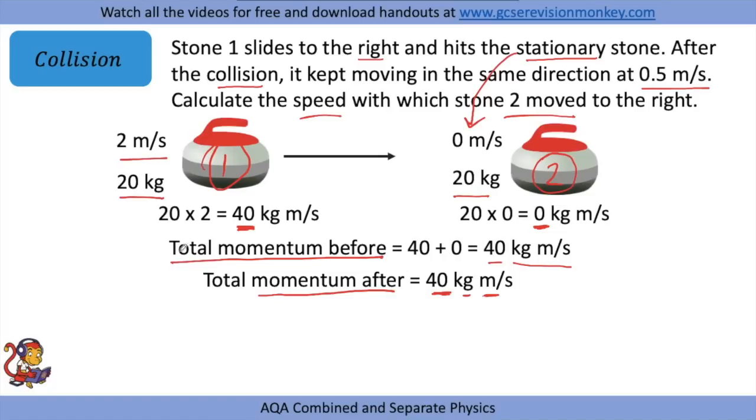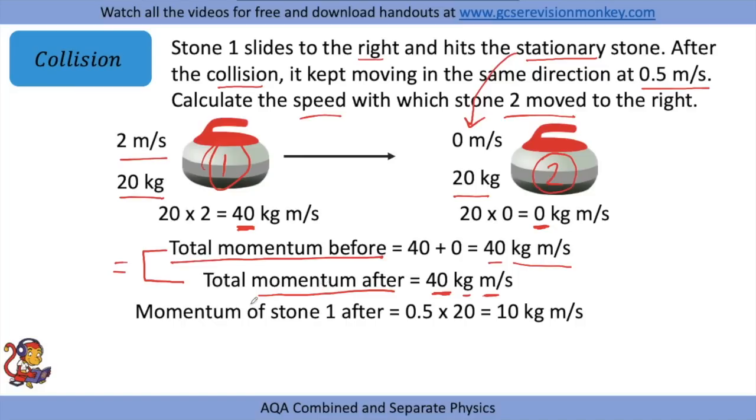That's not given to us. That's just through our knowledge of the conservation of momentum, that total momentum before is equal to total momentum after. So now we can calculate the momentum of stone 1 after, because in the question it told us that it kept moving in the same direction, but this time at 0.5 meters per second. It's got the same mass, so it's still a 20 kilogram stone. So this time its momentum is 0.5 times 20. So now its momentum is 10 kilogram meters per second. So that's the momentum of stone 1.